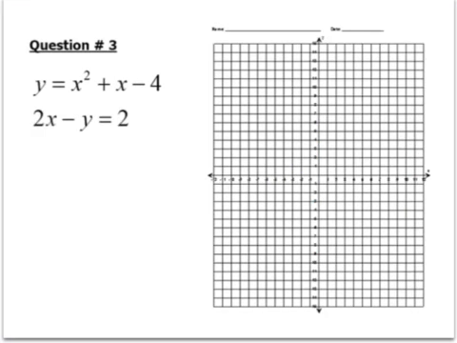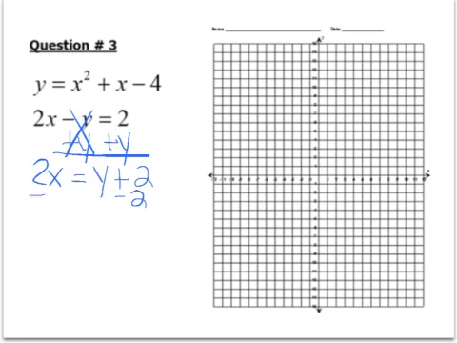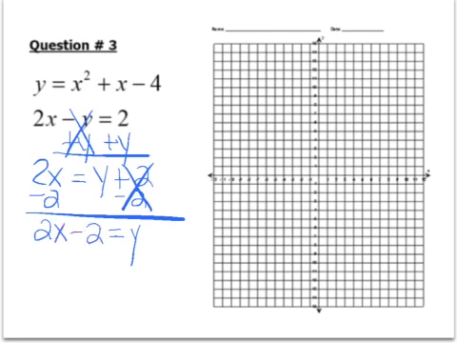For the last example, example number 3, I think you should pause the video and try to do the graphing portion on your own and see if you get a solution. I do have to rearrange the 2x minus y equals 2. So what I'm going to do is add y to both sides. And then I'm going to subtract 2 from both sides. That kind of saves me from having to deal with the negative y. So I have y equals 2x minus 2. So I know my slope is 2 over 1, and my y-intercept is -2.